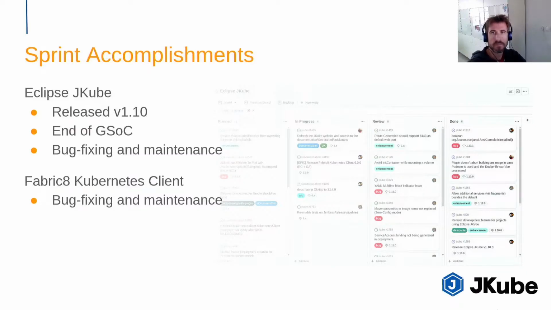Regarding Eclipse JKube, this sprint we released version 1.10 that includes the new remote development feature that we'll be seeing in today's demo. For the Fabric8 Kubernetes client, we worked on its general maintenance and we'll be releasing a new minor version during next sprint.